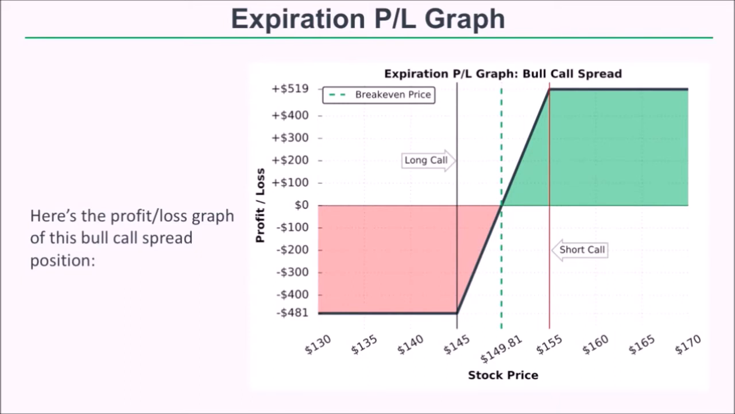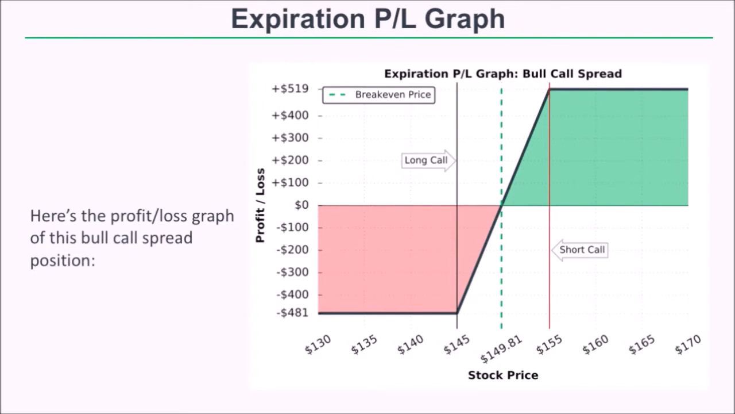Now, that's because if the stock price is greater than 155, this spread can only be worth $10 because we own the 145 call and we're short the 155 call. So the maximum spread value is $10. Since we paid $4.81 for it, the maximum profit is $519.